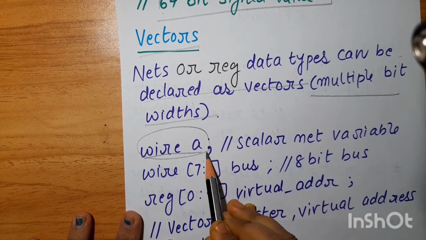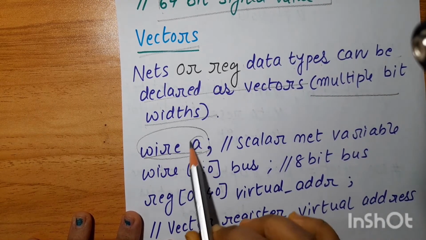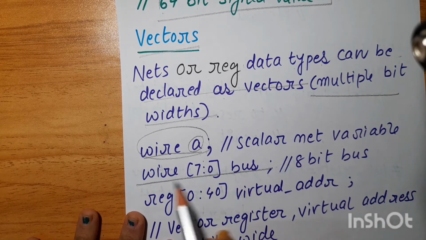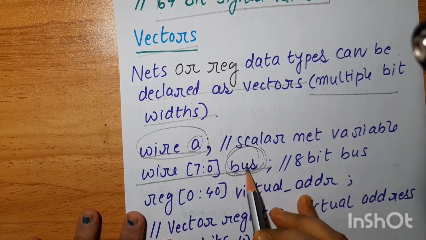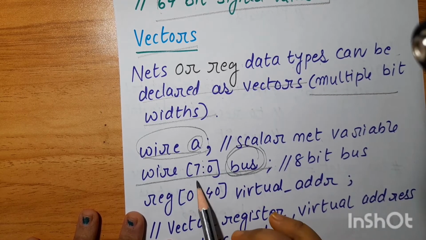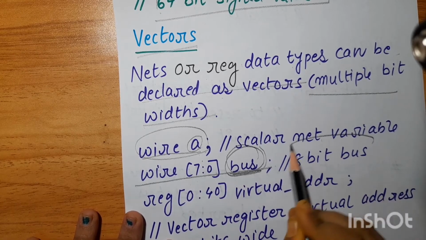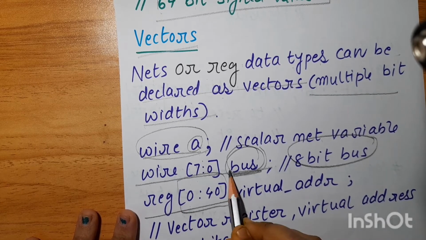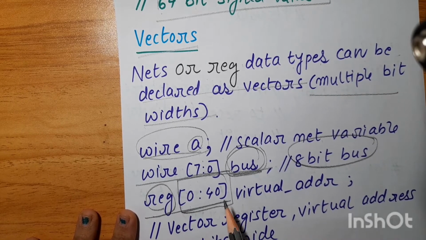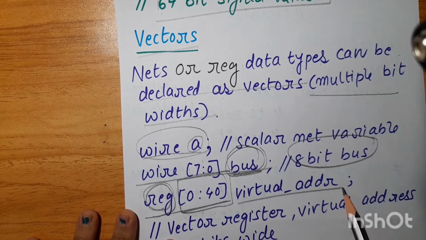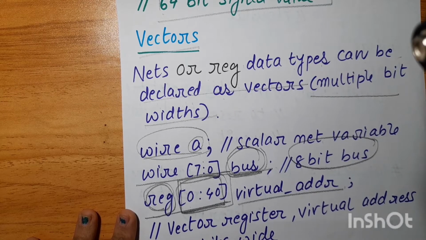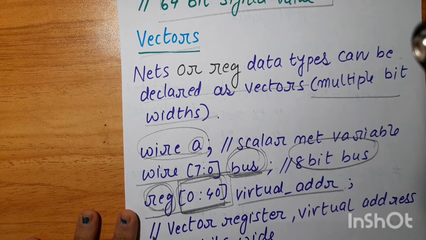Now wire A semicolon. So it is a 1-bit wire. A is a 1-bit wire, scalar net variable. Now if you make another bus variable, it is a width 8. Wire [7:0] bus. This is an 8-bit bus. Reg [0:40], that is 41-bit. Register type variable is virtual address and it is of 41 bits with its width.